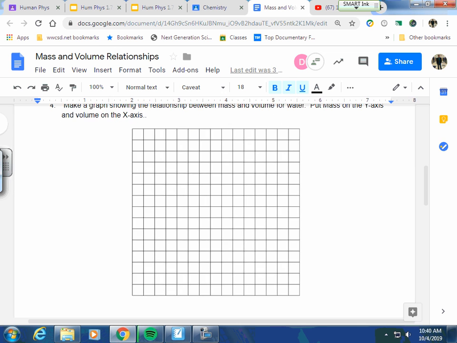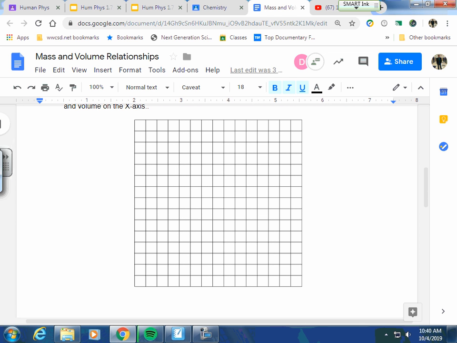So here's the graph. And of course, what's the first thing we always want to do? Starts with a T, ends with an E, has idle in the middle. Title. I'm just going to call it mass versus volume. Can you put volume versus mass? Sure. Okay, so you can write that right on your sheet right now. You can put that on the graph. And it's going to be the same for both graphs.